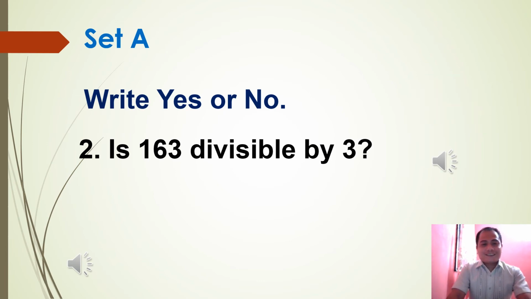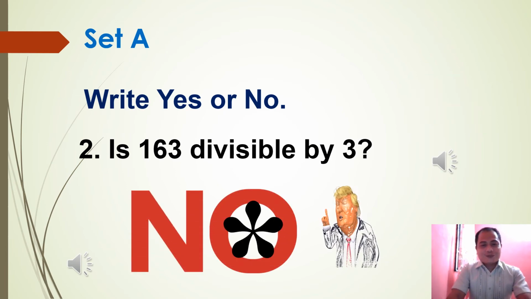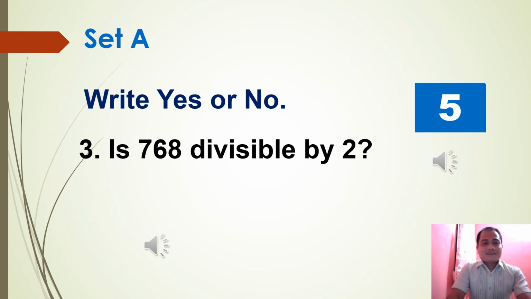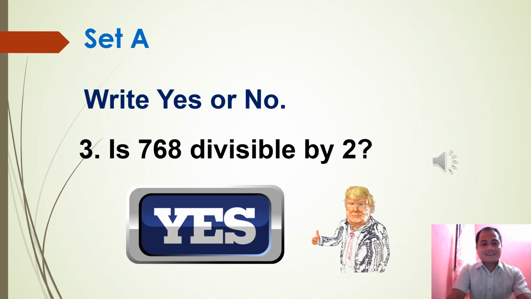What do you think? Okay, 1 plus 6 plus 3 is 10. So 10 is not divisible by 3. Did you get it right? Very good. Next, let's proceed. Is 768 divisible by 2? 5 seconds. Okay, time's up. The answer is, very good. Yes. It ends with an even number.